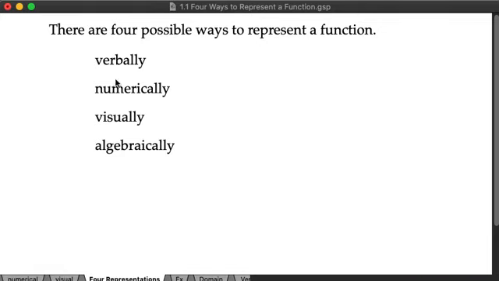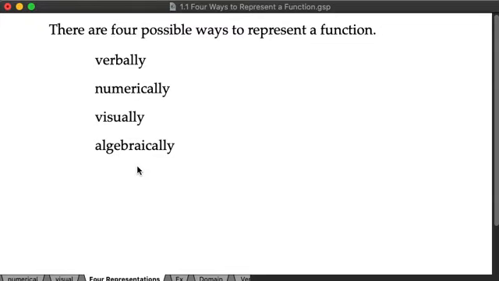The fourth representation: we talked about verbally, my elevation is a function of time. At each moment in time, I had a particular elevation. Numerically, this was the table of values. Visually, that was the graph of the table of values. Algebraically would be if I had some sort of a formula.